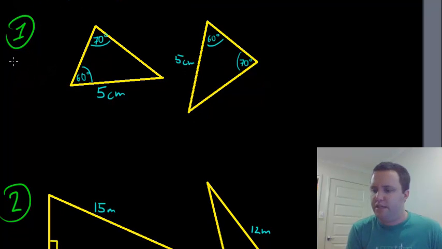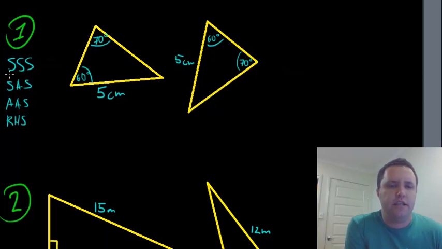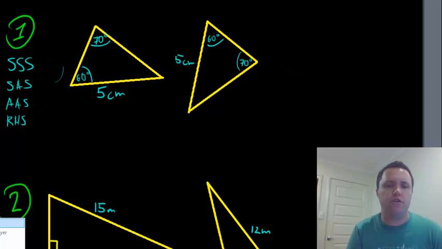That is SSS, so side, side, side, SAS, AAS, or RHS. Remember, that means that if you have a side, side, side of a triangle, a side, an angle, then a side, an angle, angle, side, or a right angle triangle where you have the hypotenuse and one of the other sides, then you can work out whether two triangles are congruent, because these are our rules. If we can find one of these rules that fits these two triangles, then they are congruent. So let's have a look at what we've got here.